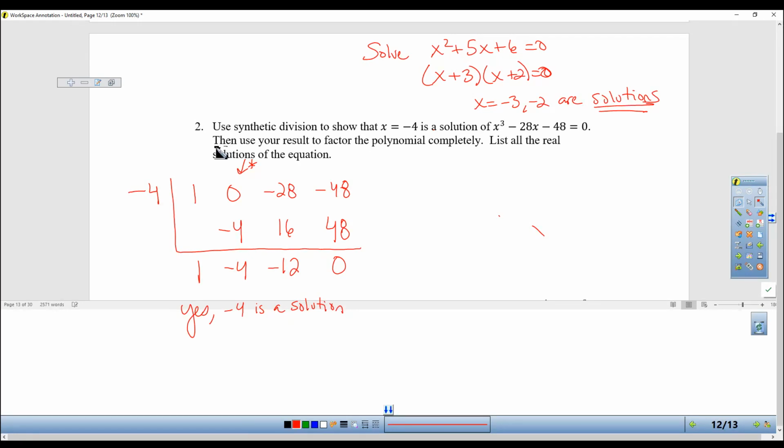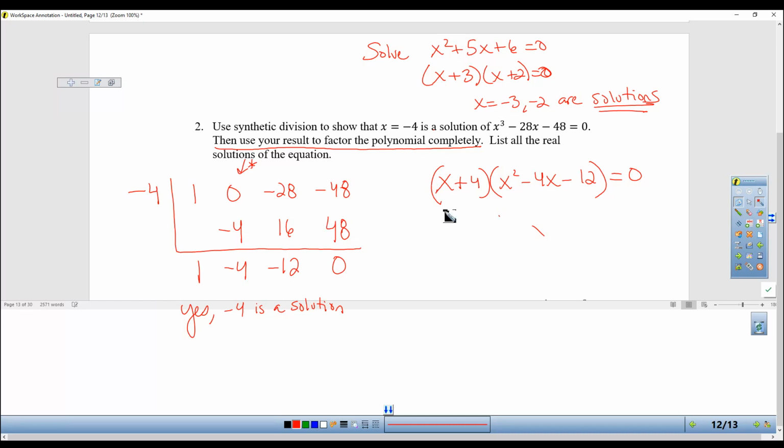And then it says, though, then use your result to factor. Solutions and factors are totally related. If x is equal to -4 is a solution, then x plus 4 is a factor. Just like here, -3 is a solution because x plus 3 is a factor. So now I know that this is one of the factors. What's the other factor? This is what's so cool. This is the other factor. x squared minus 4x. I know you're getting sick of me saying cool in math because you guys don't all think math is cool, but look at that.